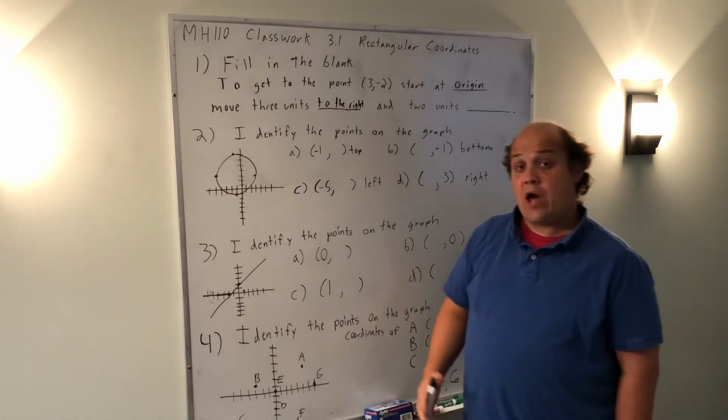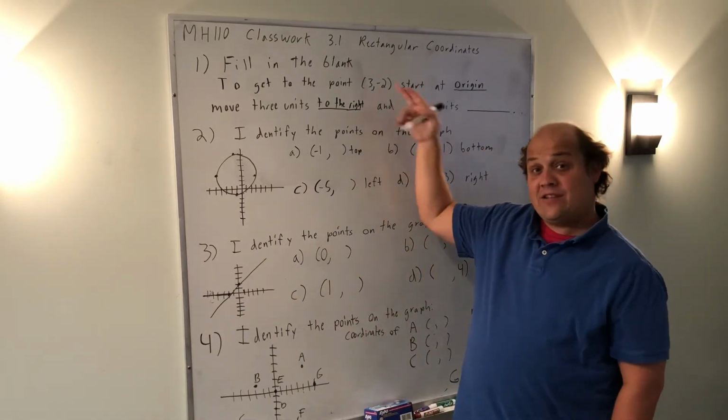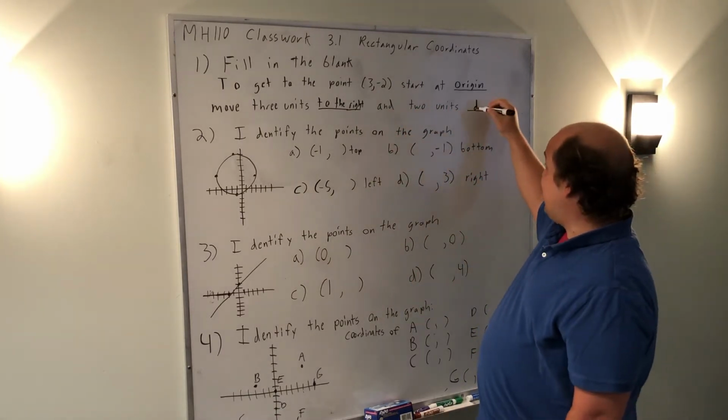The second coordinate is the y-coordinate that tells us up and down. Because this is a -2, it tells us down. So we're going to move 2 units down.